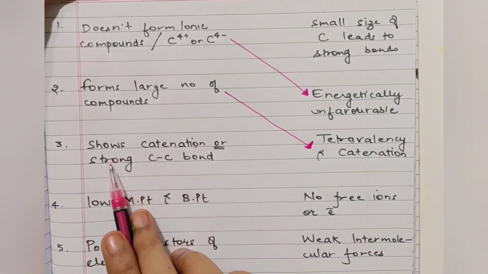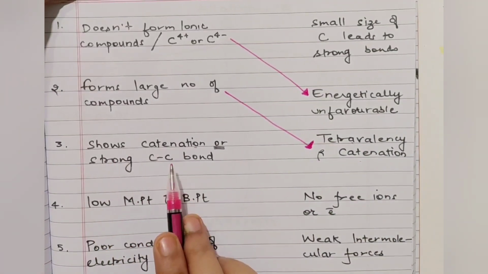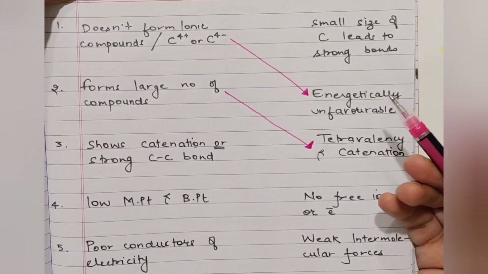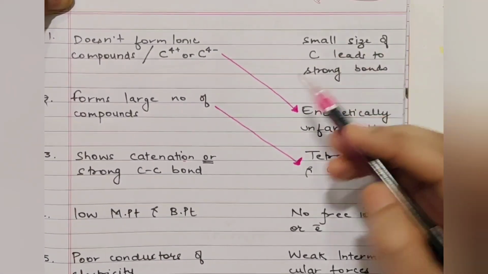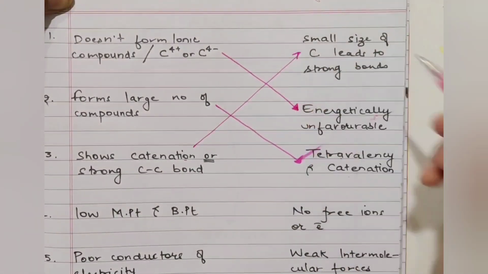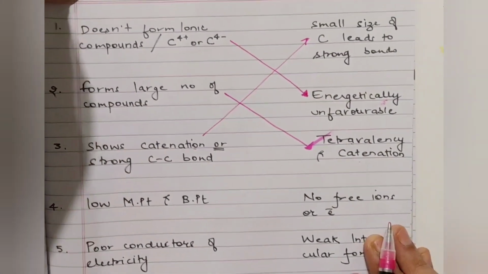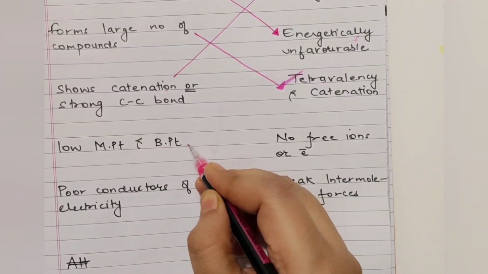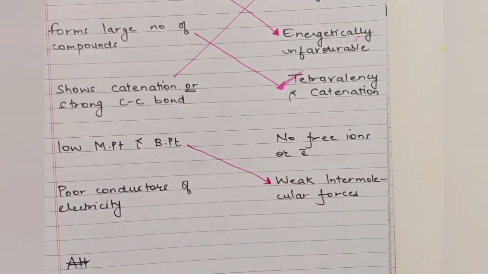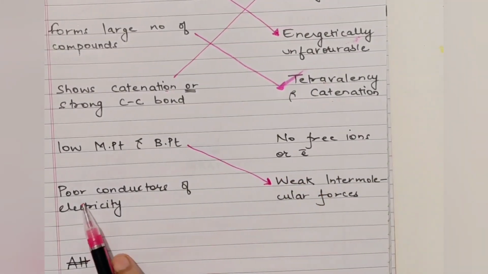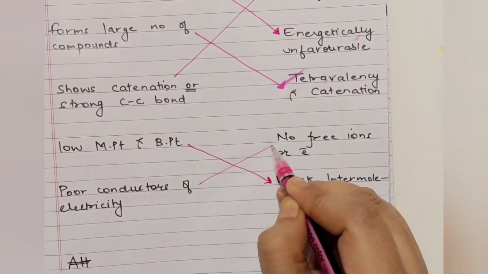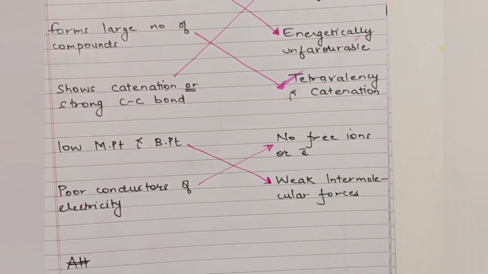Shows catenation, or forms strong carbon-carbon bond or strong bond with other elements. It's because of the small size of carbon, which leads to strong carbon-carbon bonds. Then low melting point and boiling point, that can be attributed to weak intermolecular forces. Poor conductor of electricity, no free ions or electrons.